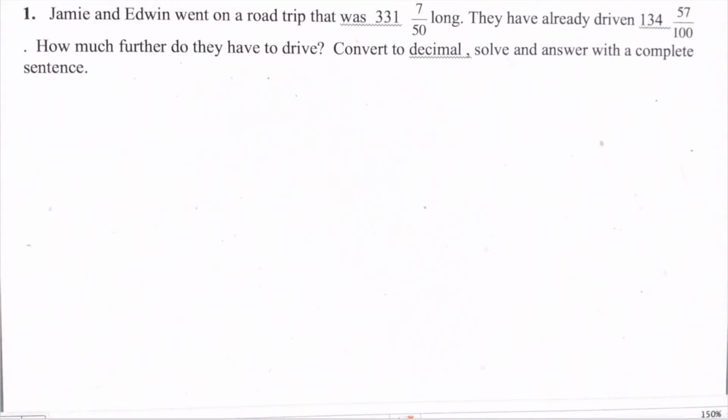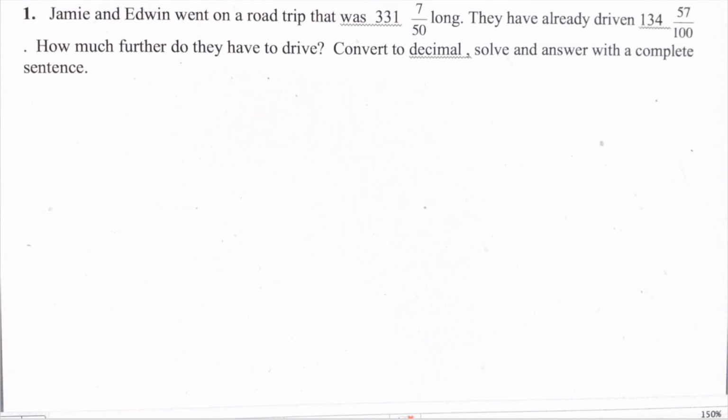This is homework problem number 1. Jamie and Edwin went on a road trip that was 331 7/50 miles long. They've already driven 134 57 hundredths. How much further will they have to drive? Convert to decimal, solve and answer with a complete sentence.